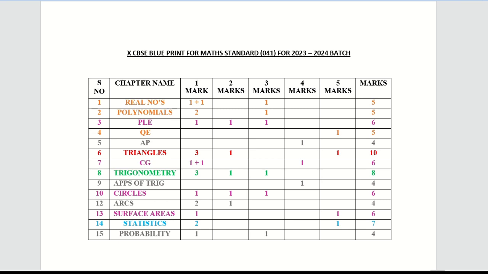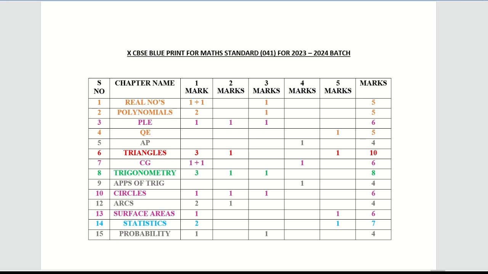In coordinate geometry, you have 2 MCQs, out of which one is an assertion and reason, and one case study based question. So totally you have 6 marks in coordinate geometry. Next comes trigonometry: 3 MCQs, one 2 mark, one 3 mark, so the total weightage is 8. Then applications of trigonometry, wherein you have a single case study question of 4 marks. Then circles: 1 MCQ, one 2 mark and one 3 mark, so the total weightage is 6.